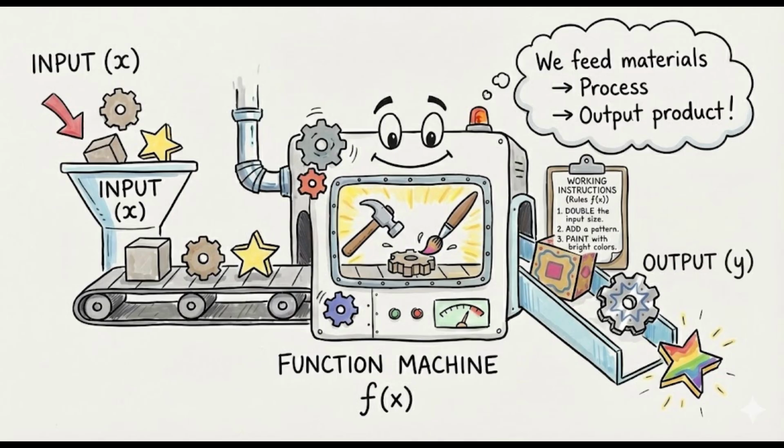Alright, before ending, take one more look at this image. Did you notice the clipboard? The label, working instructions, rules f(x), is the key detail here. It highlights an important idea. A function is not random. It follows a fixed, consistent rule. This is often what students miss when they think of functions as just formulas, rather than well-defined processes.